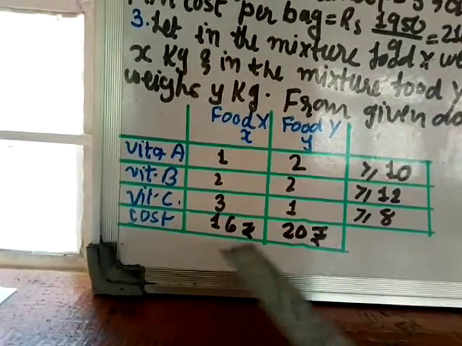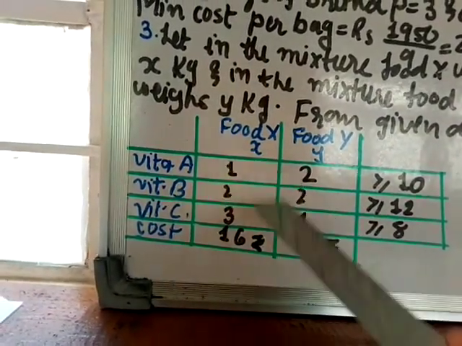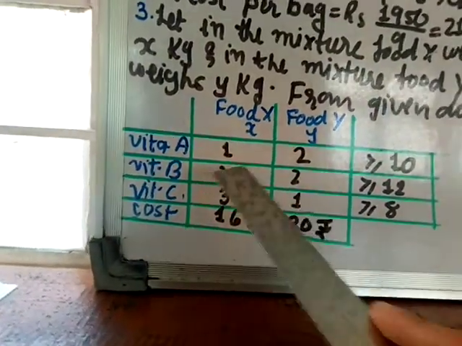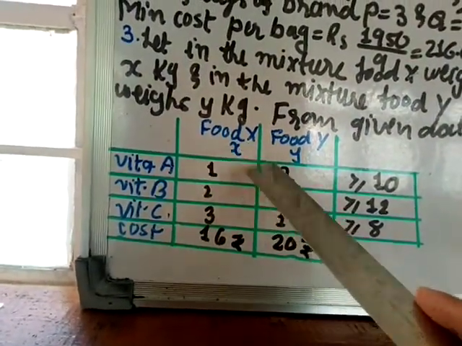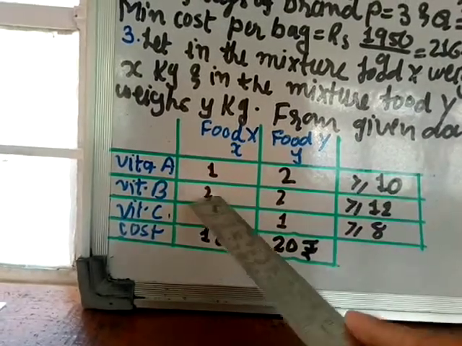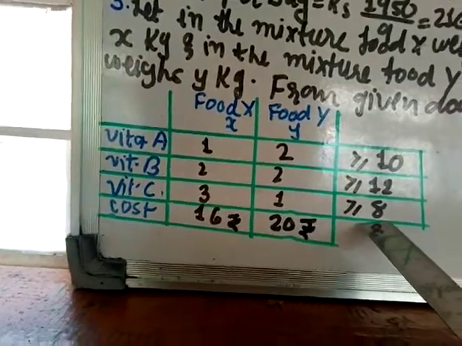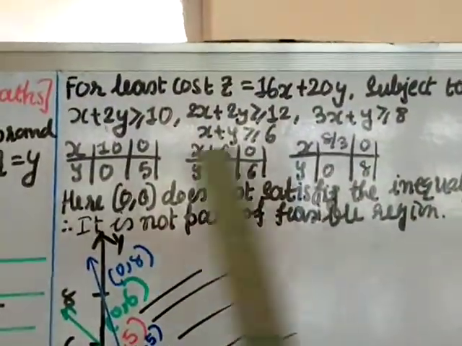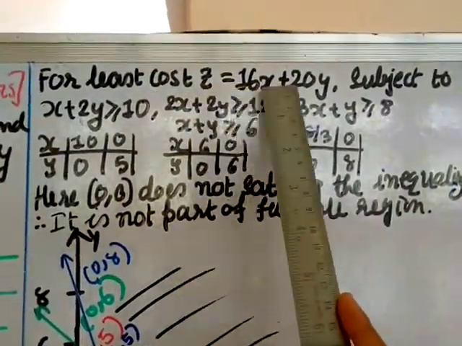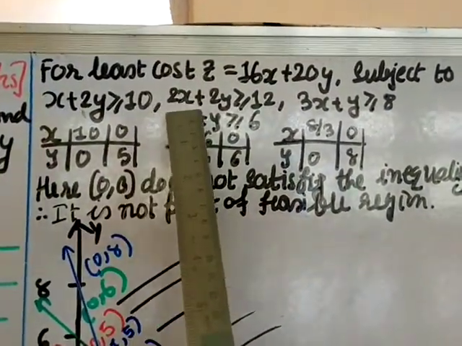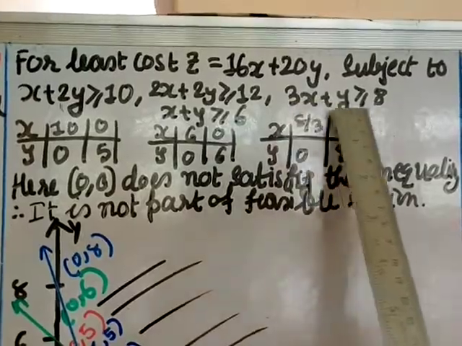Now you have to minimize the cost, that is 16x plus 20y, subject to these conditions: x plus 2y greater than or equal to 10, 2x plus 2y greater than or equal to 12, 3x plus y greater than or equal to 8. For least cost, z is equal to 16x plus 20y, subject to these constraints.